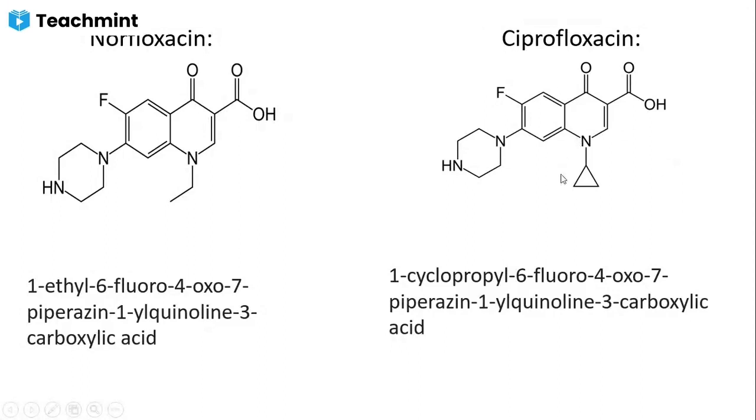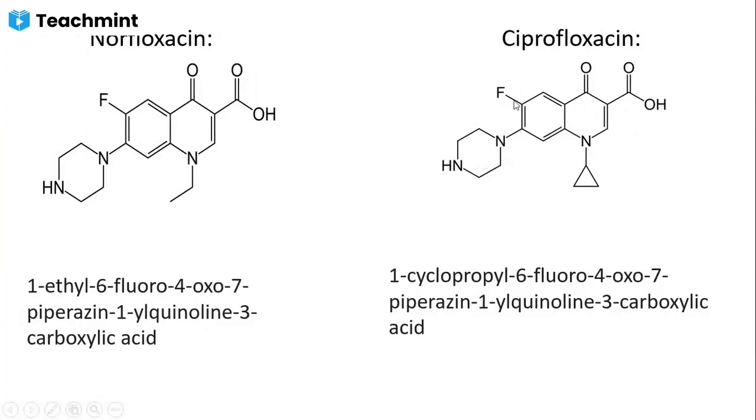Again, in case of ciprofloxacin, the IUPAC is the same. What is the addition? The addition is a cyclopropyl. So the IUPAC nomenclature is the same as norfloxacin. Here we started the IUPAC nomenclature from the ethyl. Here we start the IUPAC nomenclature from the 1 cyclopropyl. Otherwise, the remaining portion is the same.